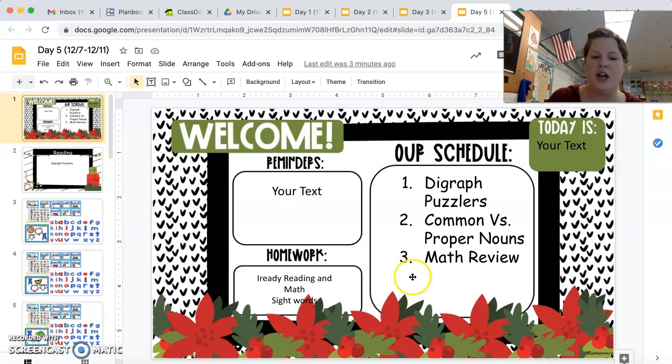We are going to go over your checklist today, and then I'm going to spend a little bit of time going through all of your different slides. So the first thing you're going to do is the digraph puzzlers that we've gone over before. Then you're going to go through common versus proper nouns, and the last thing you're going to do is your math review. Please remember to do iReady, reading and math, and work on your sight words in Google Classroom.